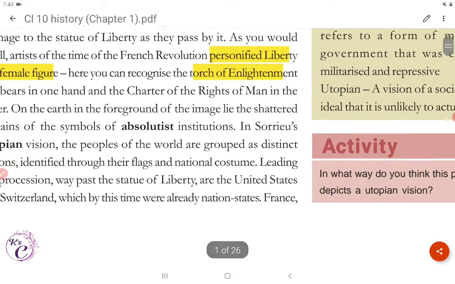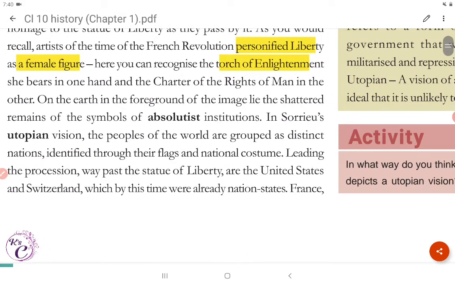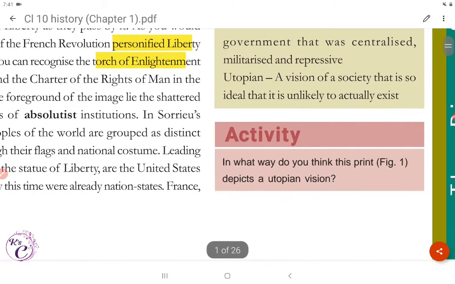In Sorrieu's utopian vision, the peoples of the world are grouped as distinct nations, identified through their flags and national costume. Leading the procession way past the Statue of Liberty are the United States and Switzerland, which by this time were already nation states. So, what is this utopian? A vision of a society that is so ideal that it is unlikely to actually exist. So it is a vision of a society that is ideal.